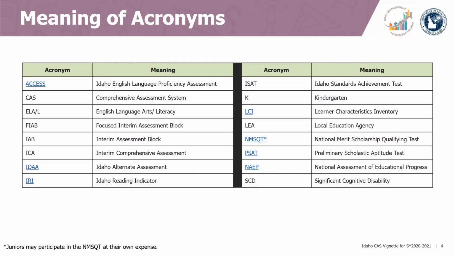Here are some acronyms that will be used throughout this slide deck and their meanings. As you can see, links are embedded in some of the assessment names. For instance, if you click on the word Access, it will take you to a slide in this slide deck that contains more specific information about the Access assessment. I also want to mention here that throughout this slide deck, the asterisk next to the NMSQT acronym is indicating that juniors can participate in the National Merit Scholarship qualifying test at their own expense.